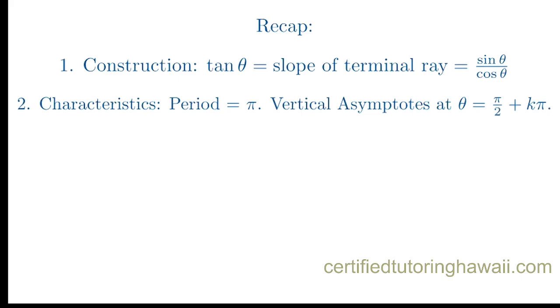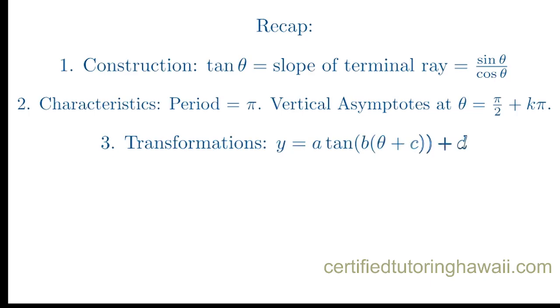Finally, we explored how to transform the graph. We learned how to analyze the effects of a vertical shift d, a phase shift of negative c units, a vertical dilation a, and a change in period controlled by b. Understanding these concepts will be vital as you continue your study of trigonometry and prepare for the AP Precalculus exam.